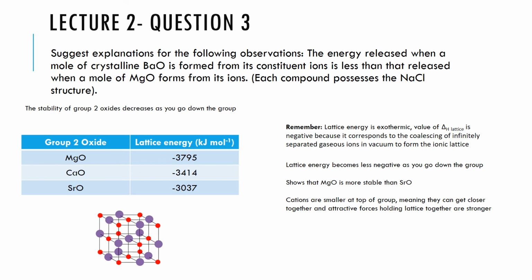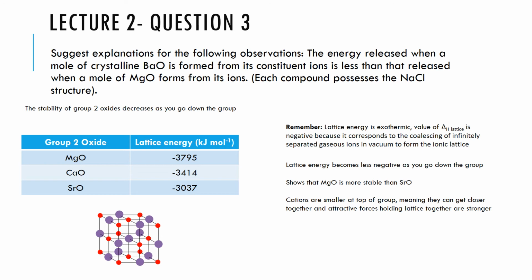Okay, so question 3 from lecture 2. Suggest explanations for the following observations. The energy released when a mole of crystalline barium oxide is formed from its constituent ions is less than that released when a mole of magnesium oxide forms from its ions. Each compound possesses the NaCl structure. Well, this comes down to the stability of the group 2 oxides and the fact that their stability decreases as you move down the group.